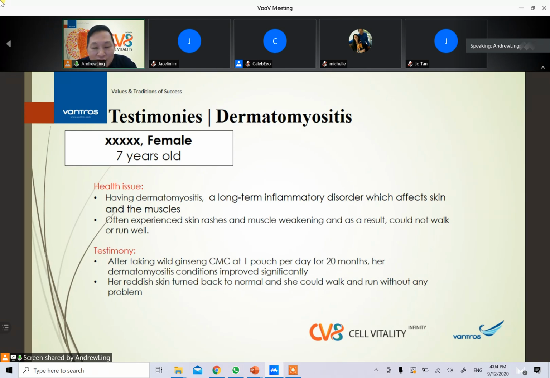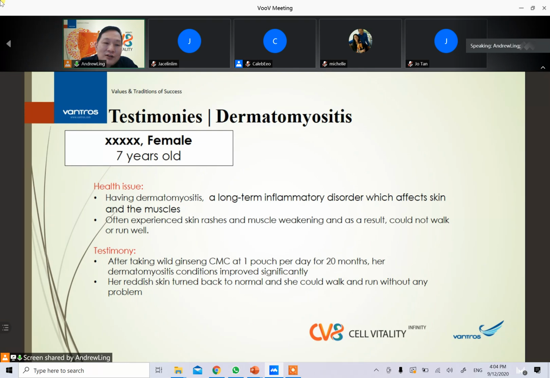But after taking this wild ginseng CMC at 1 pouch per day for 20 months, her condition improved significantly. Her reddish skin turned back to normal, and she could walk and run like normal. That was the testimony of that subject.